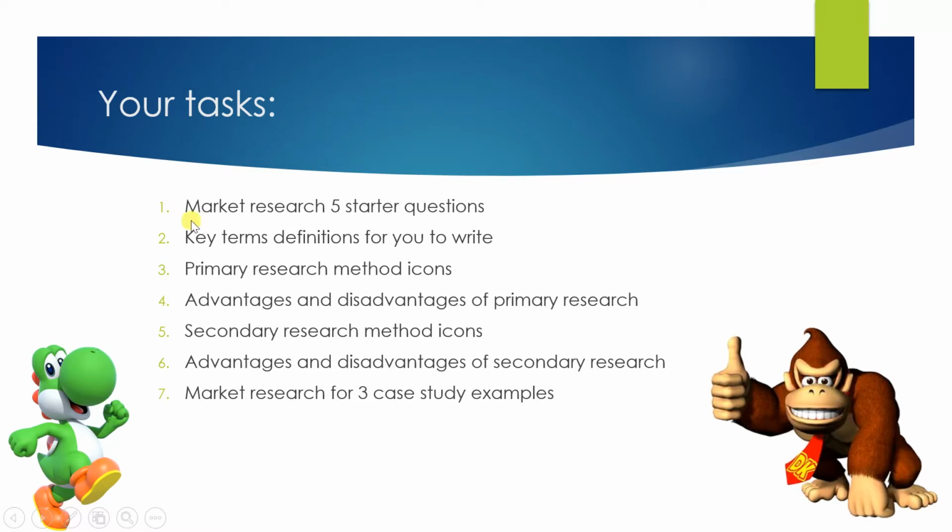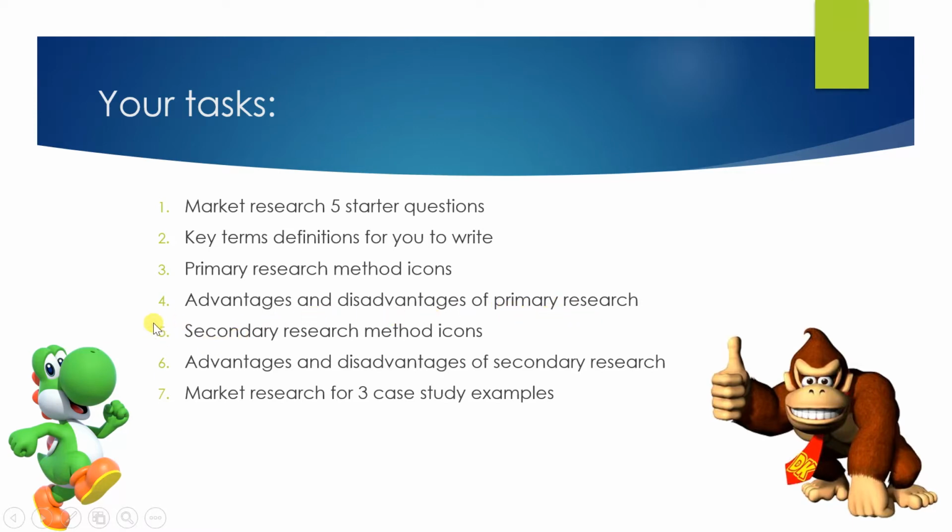This lesson's list of work to do: your number 1, you've got market research, 5 starter questions. Then you've got some key terms definitions for you to write. Then number 3 is looking at getting some images about market research methods, and then a little bit of writing on advantages and disadvantages, but be aware there are some already written sentences for you to use.